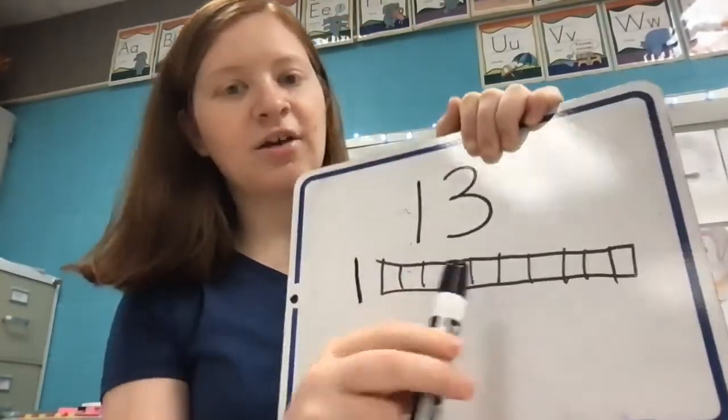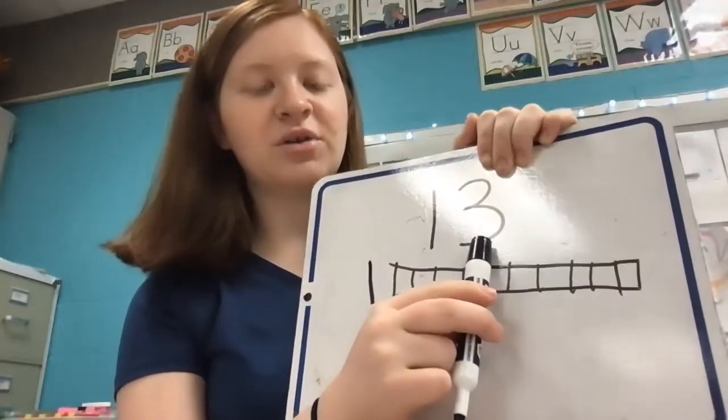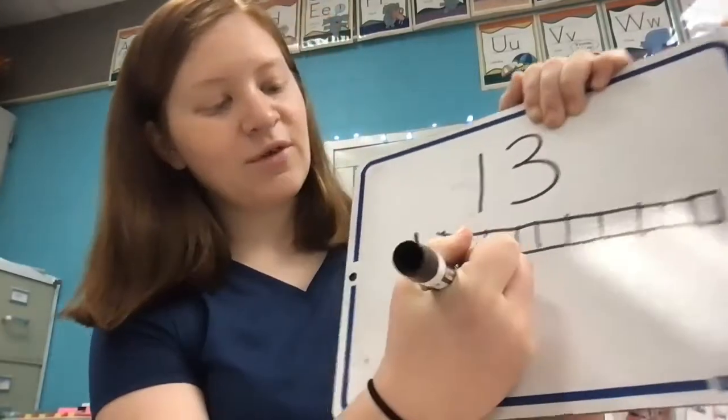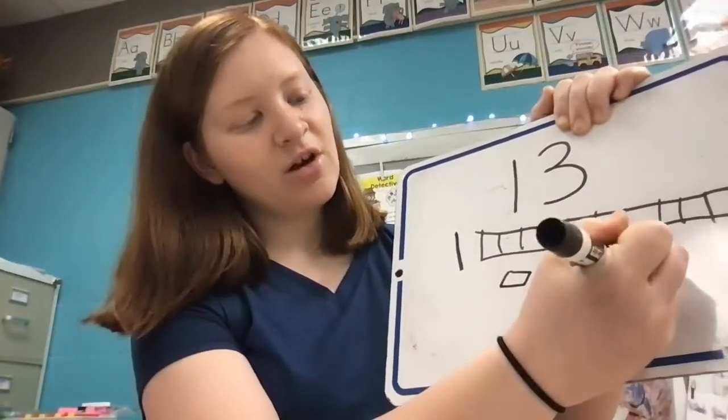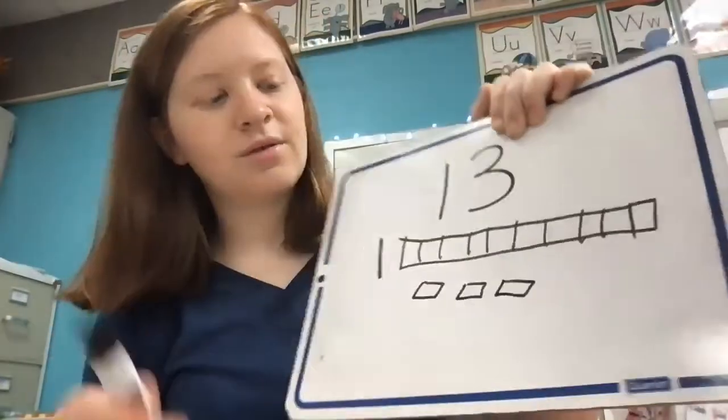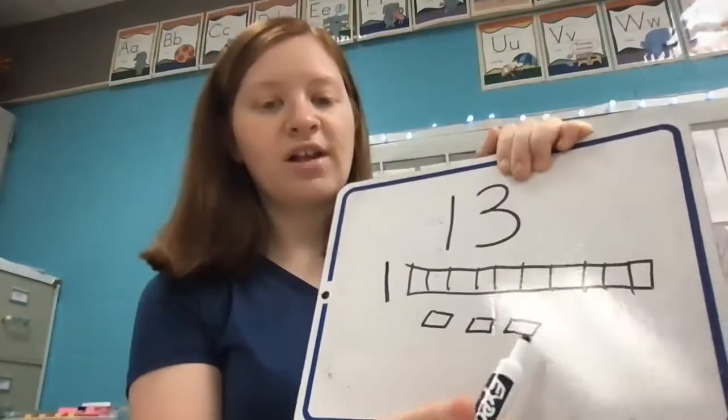Next, we're going to look at our 3 ones, or our 3 extra. When we say we have our 3 extra, it's like we're drawing 3 little blocks all by themselves. This stands for our 3 ones.